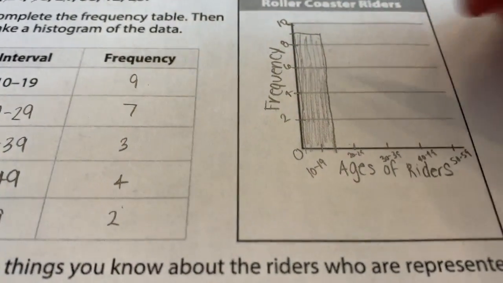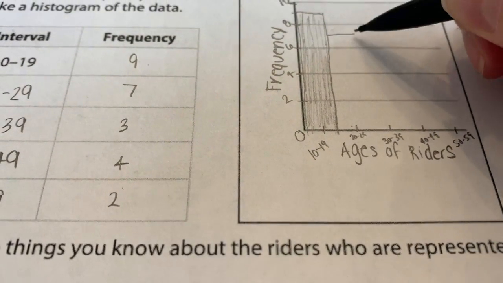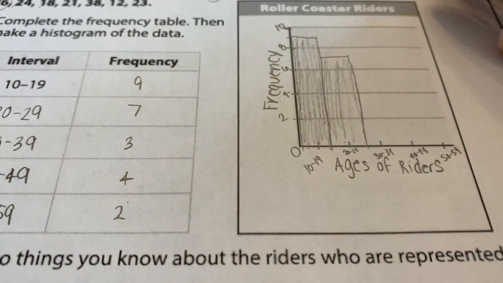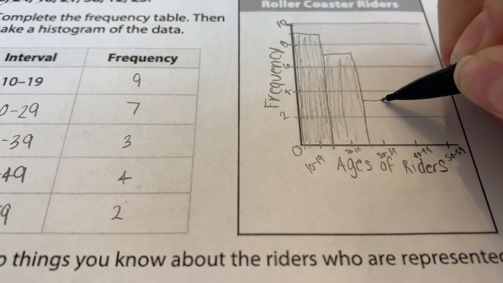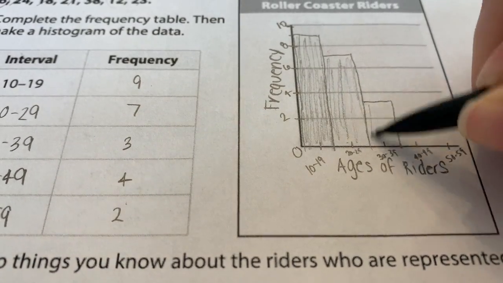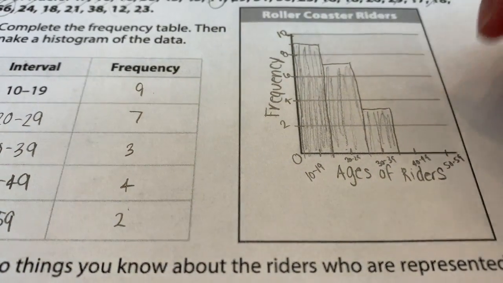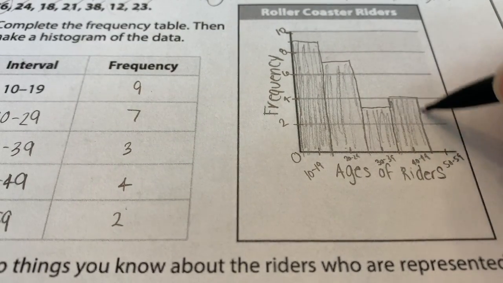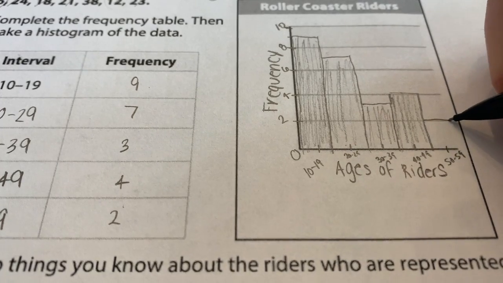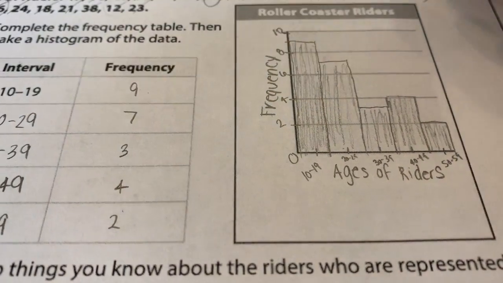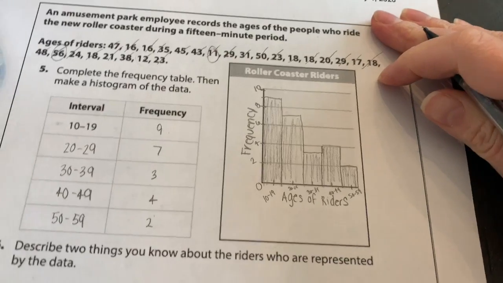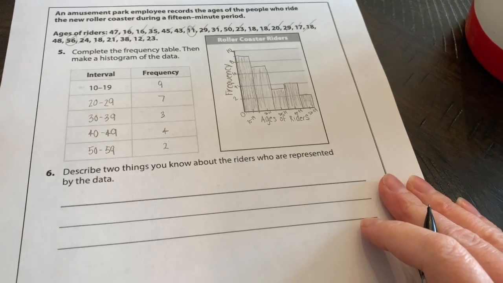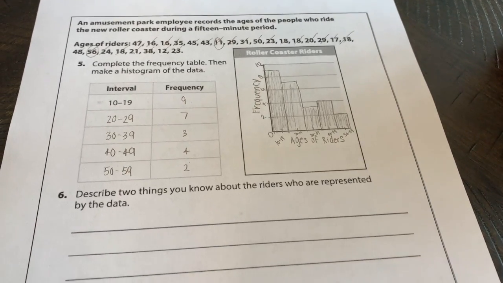20 to 29, 7. So that's halfway in between 6 and 8. 30 to 39, 3. Halfway between 2 and 4. 40 to 49 is 4. Okay. And then 50 to 59 is just 2, which doesn't shock me. Okay. And that's our histogram. So describe 2 things you know about the riders who are represented by the data.